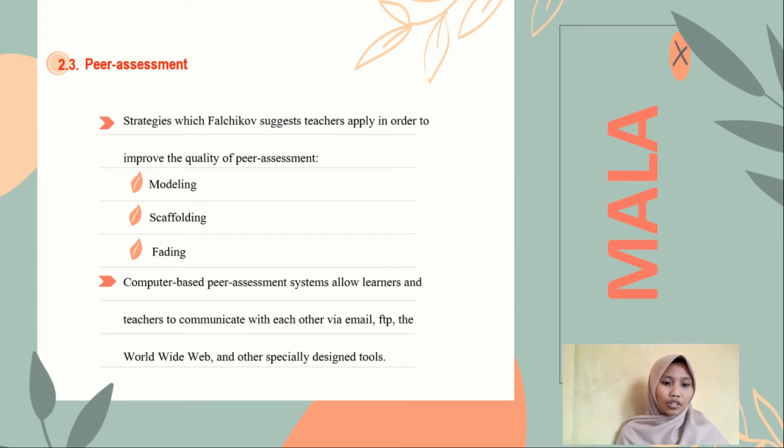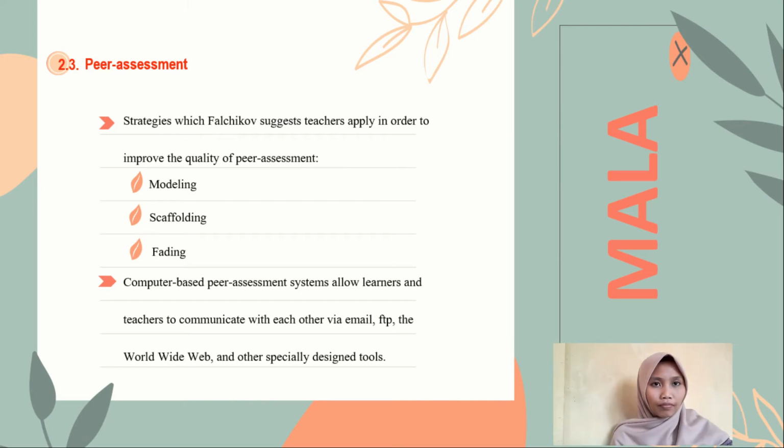The strategies which Falchikov suggests teachers apply in order to improve the quality of peer assessment are: the first is modeling, the second is scaffolding, and the third is fading. Computer-based peer assessment systems allow learners and teachers to communicate with each other via email, FTP, the World Wide Web, or WWW, and other specially designed tools.